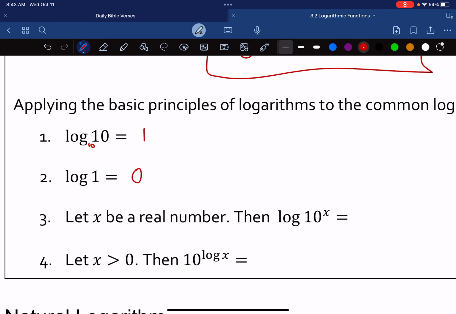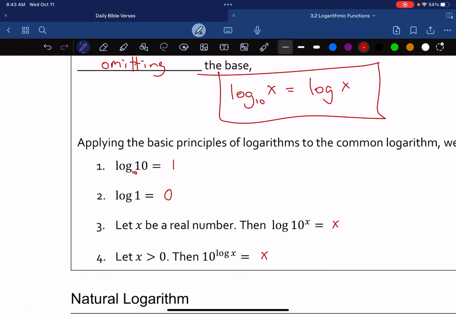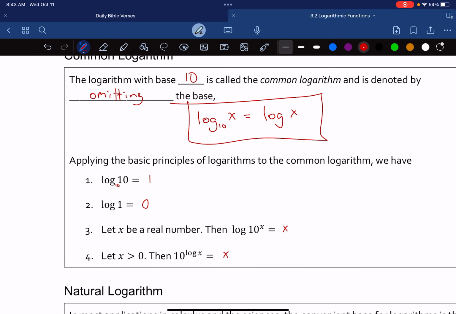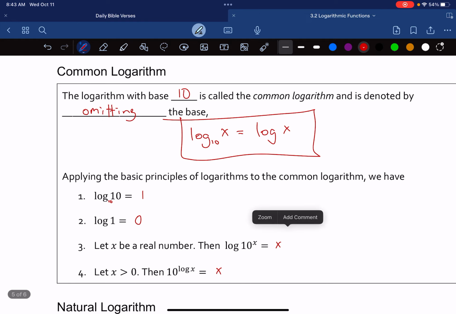So the base of 10 matches with the base of the exponent, so they just cancel out. And then here, where we have x greater than 0, we have 10 to the log base 10 of x. Again, the exponential and the base of the log match, and so they'll just cancel out and leave us with the x.